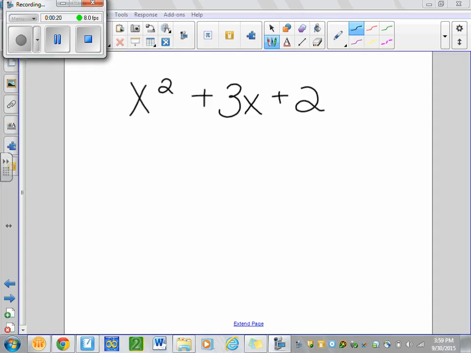Factoring is the act of figuring out two terms, or two binomials in our case, that would multiply together to give me the polynomial that you're seeing. So for this specific example, I want to find two binomials that multiply together, and the product of those two binomials is the polynomial that I'm looking at now, x squared plus 3x plus 2.